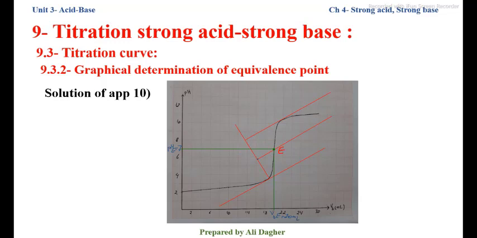Vertically, we locate the volume of base added at equivalence, which is 20 milliliters. Horizontally, we locate the pH at equivalence, which is 7.